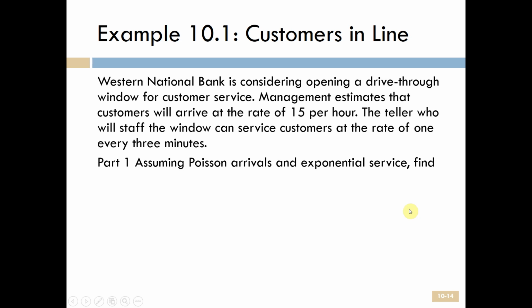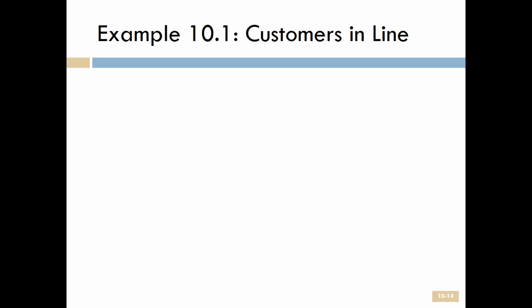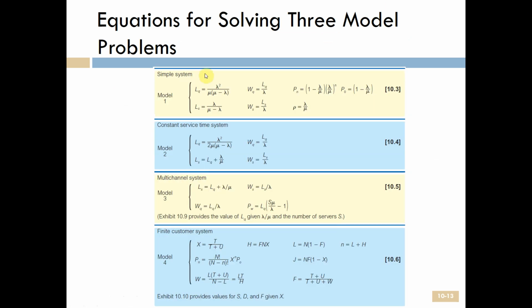Okay, in this video we use the queuing formula for a very simple system where we have one server, one line. We will use these formulas. This is what we're going to look at. And I've already coded these up in Excel and essentially provided an Excel calculator for these numbers.